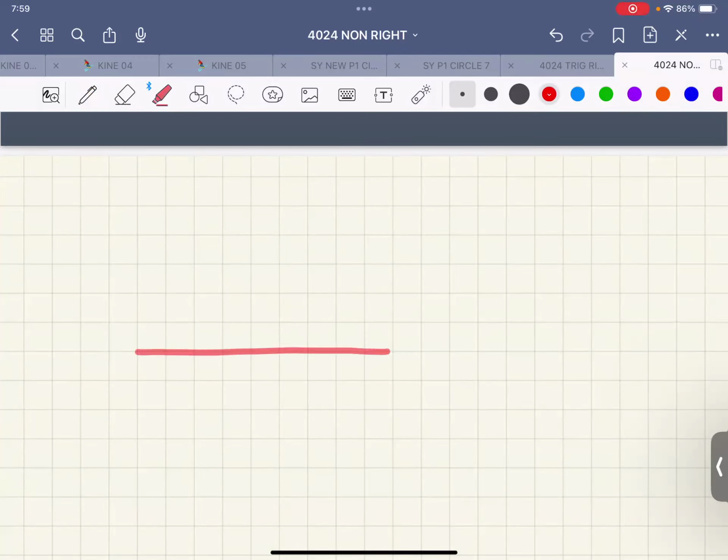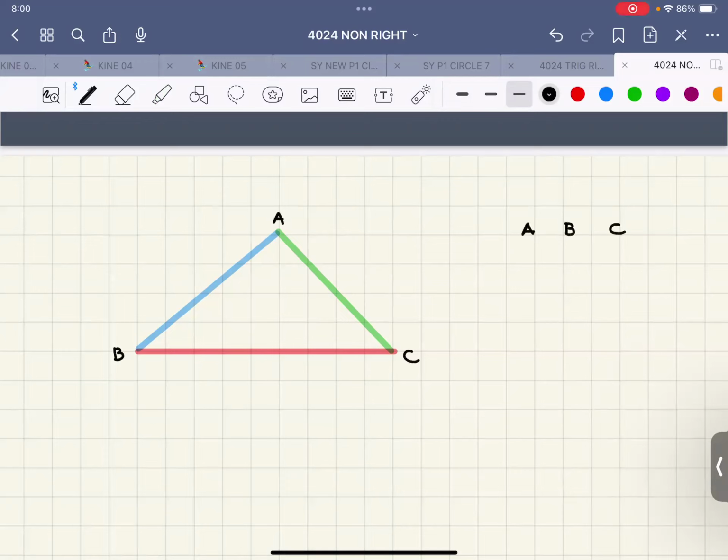I've drawn a base. I have drawn one of the sides like this, and I have drawn another side like this. Now, it doesn't make a difference if it's isosceles or whatever. That doesn't make a difference at all. This is A, this is B, this is C. So A, B, and C are the vertices of a triangle, and if I mark these, the vertices can also become the angles.